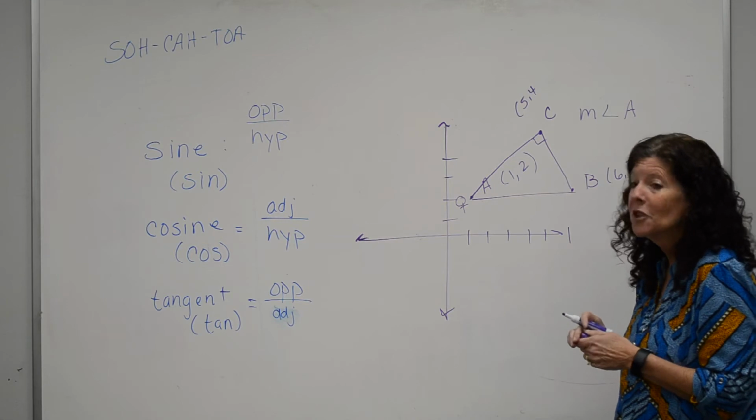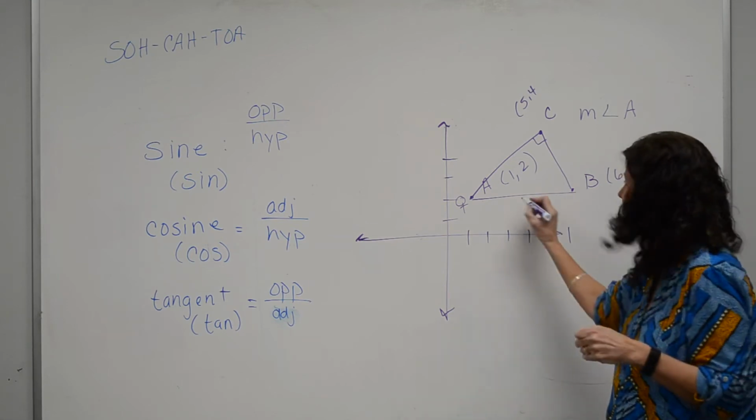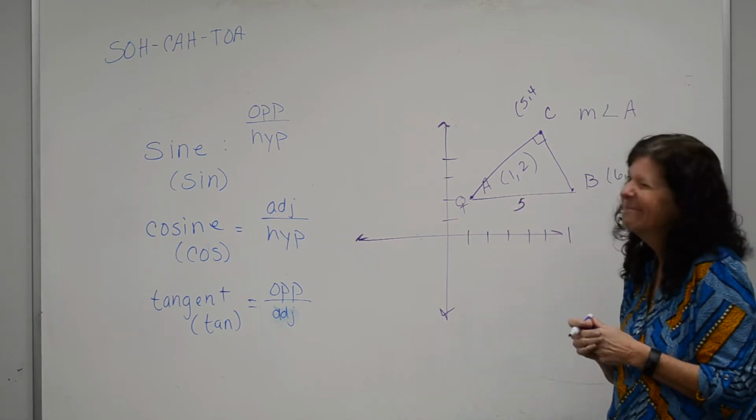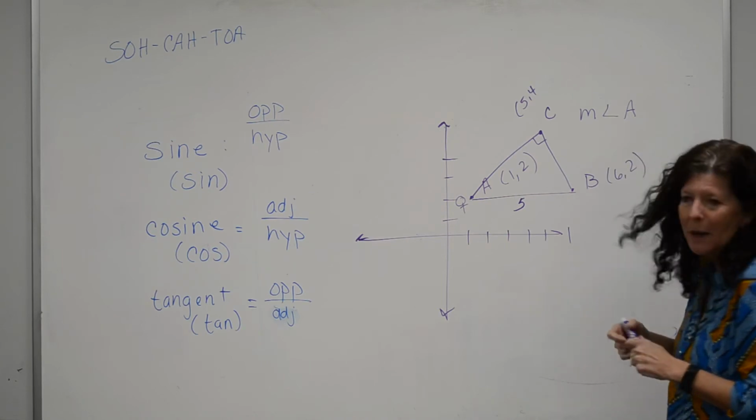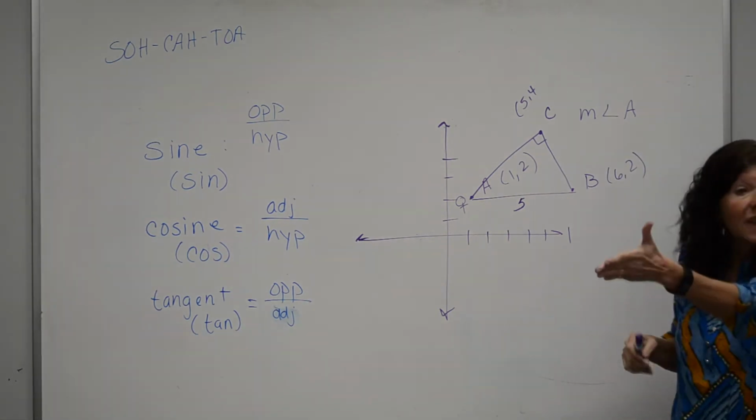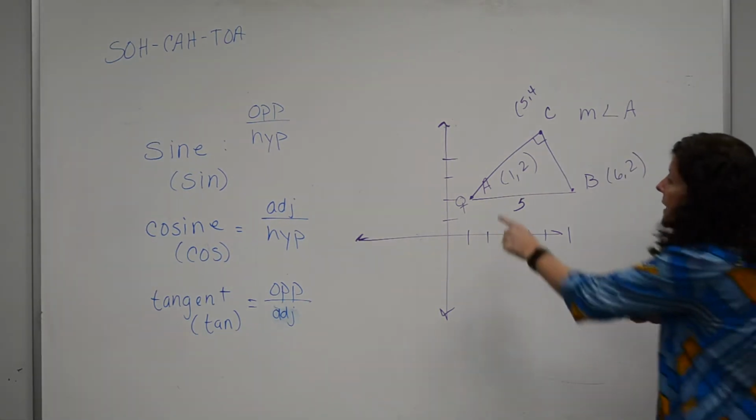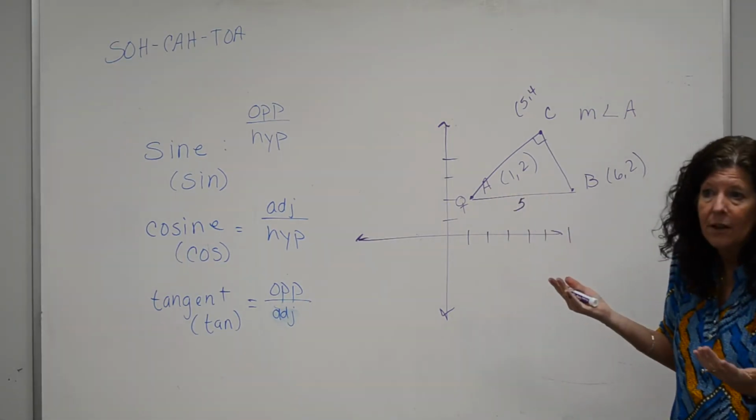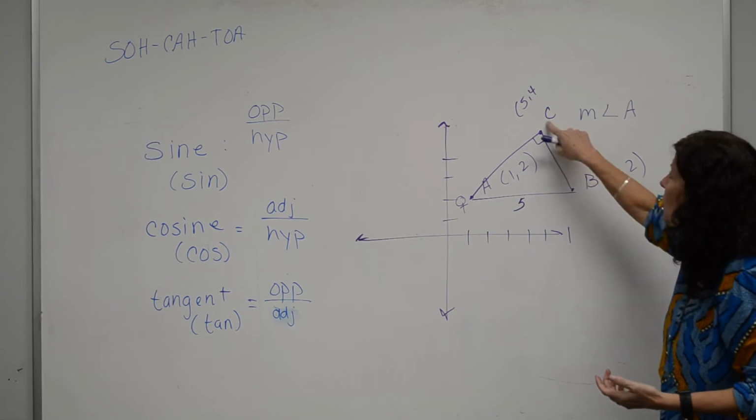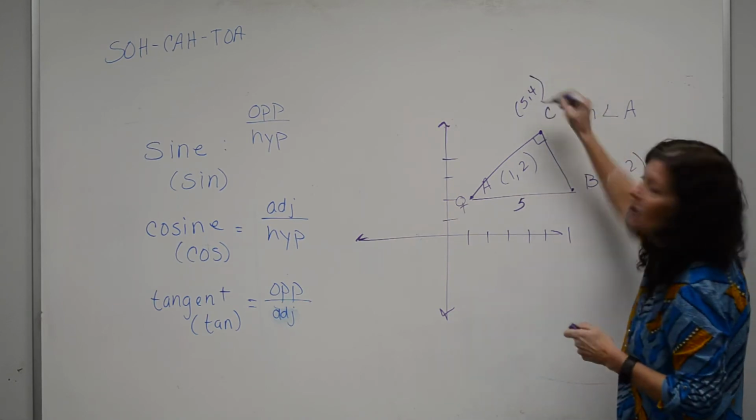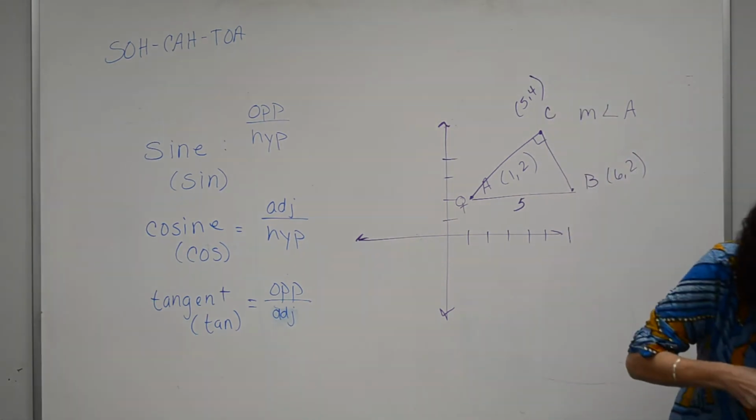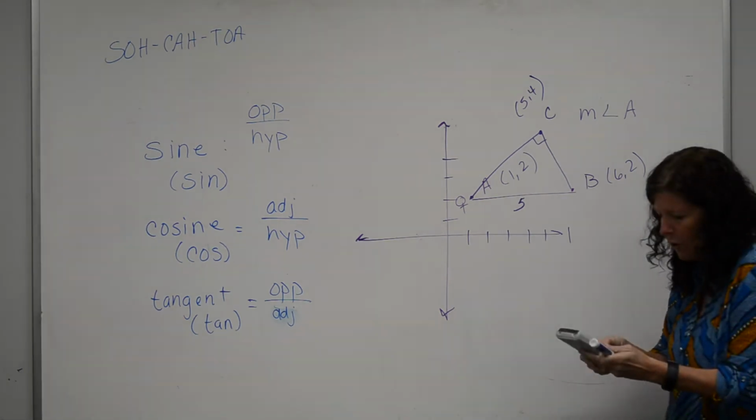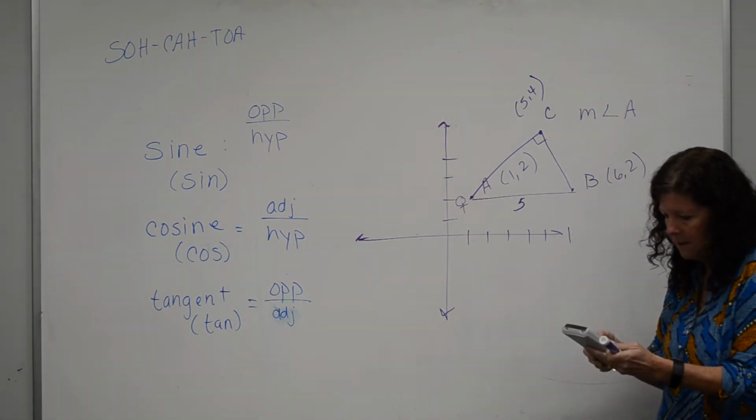So, 1 to 6. 1, 2, 6 is 5. Okay, it's 5. Neither one of them is negative. Now, I can use my distance formula. If I plug this into my distance formula and this into my distance formula, I'm going to get 5. I have to use the distance formula on these two. I don't have a choice because it's not horizontal. It's not vertical. I don't even know if I have the distance yet.